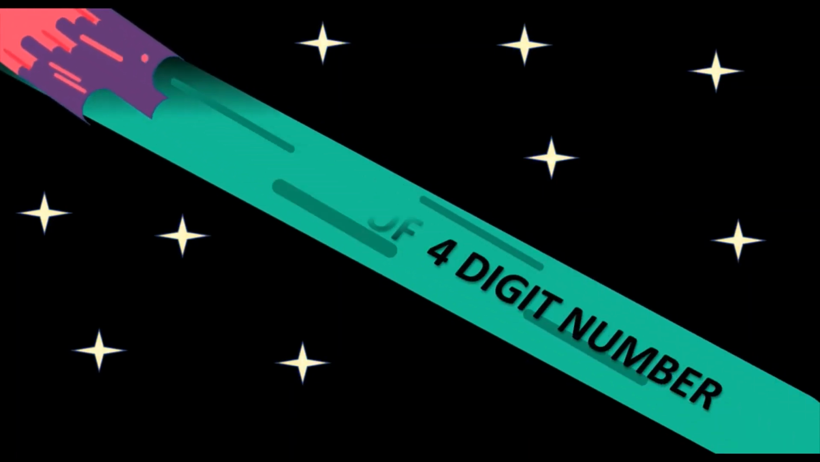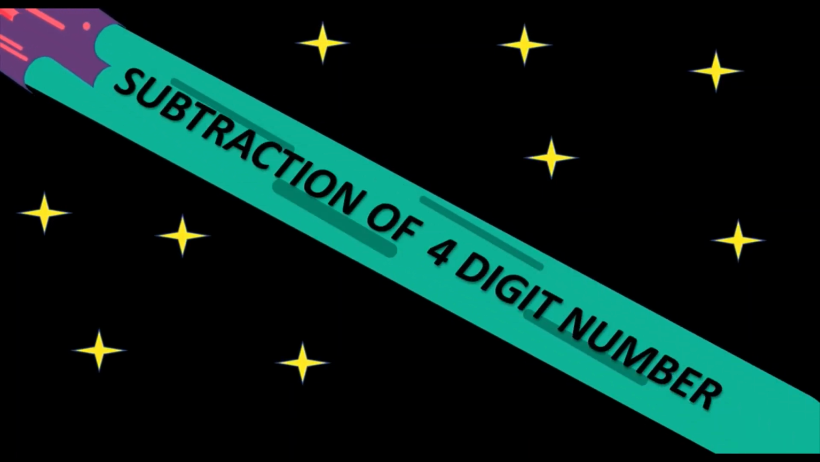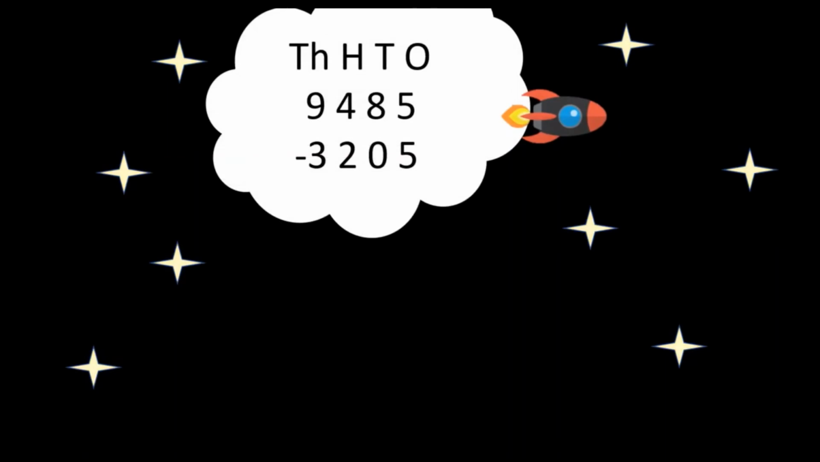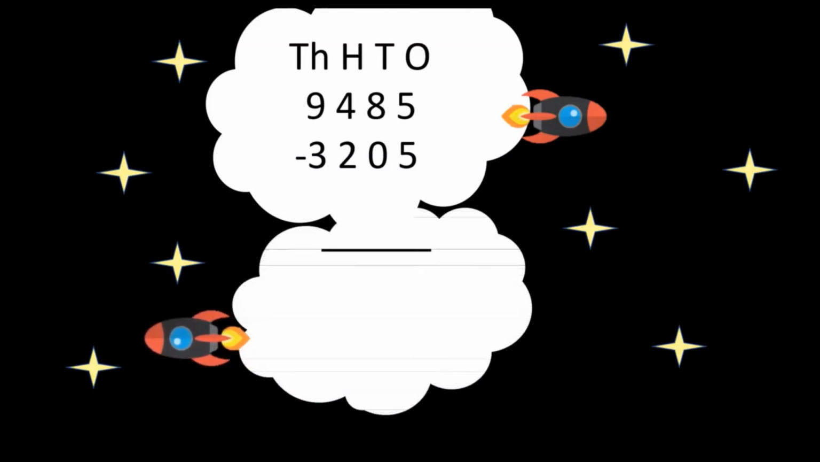Now let us come to the 4-digit numbers. 9485 minus 3205. So where do we begin from? We begin from the ones place. In the ones place, 5 minus 5, which is also a property of subtraction, if you remember, a number subtracted from the same number, the answer we get is 0.